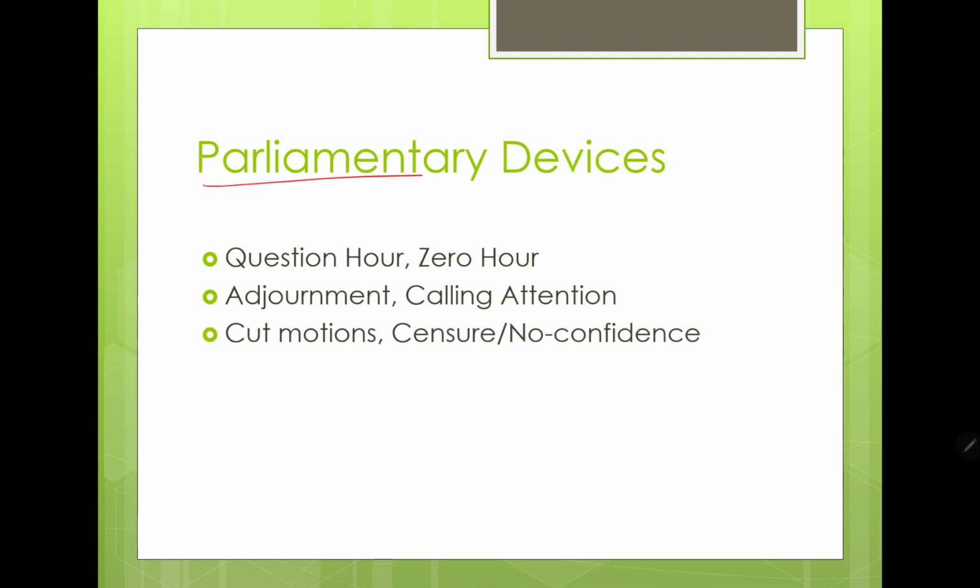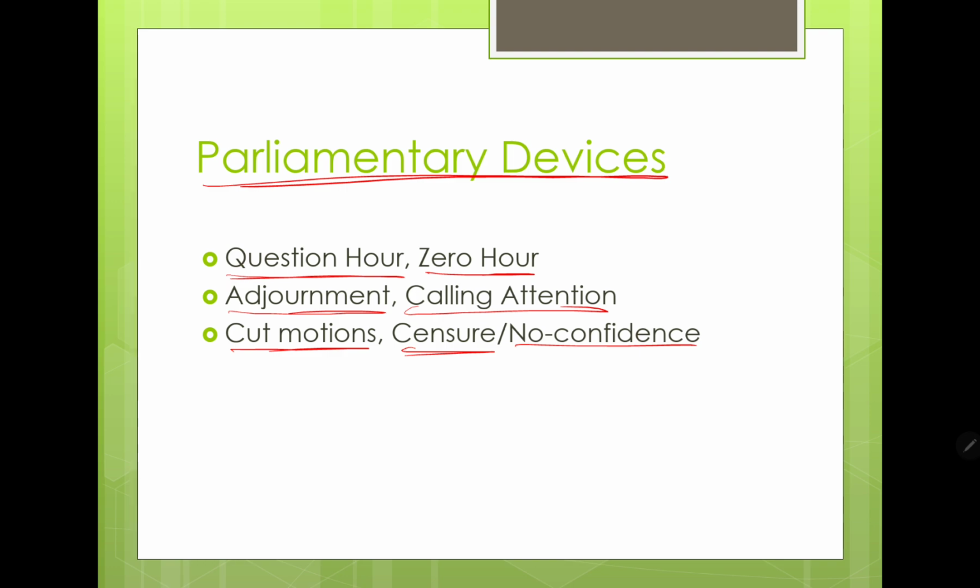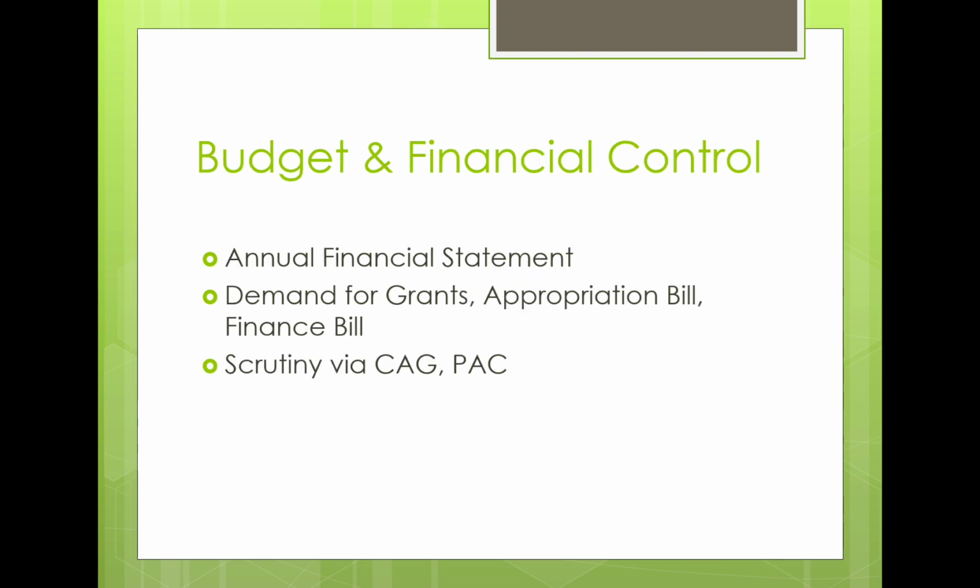Then come the parliamentary devices. What things can be used in the parliament? There are the question hour, the zero hour, the adjournment motions, the calling attention motion, the cut motions, the censure motion, and the no confidence motion. These are the devices we can use for parliamentary procedures.